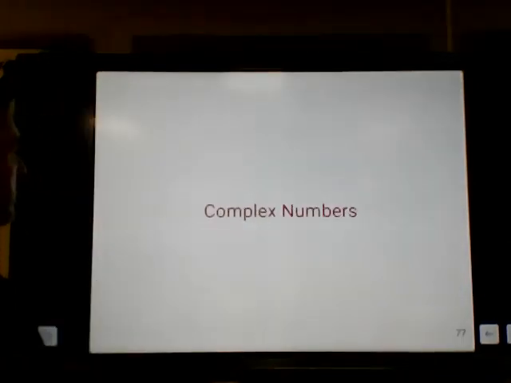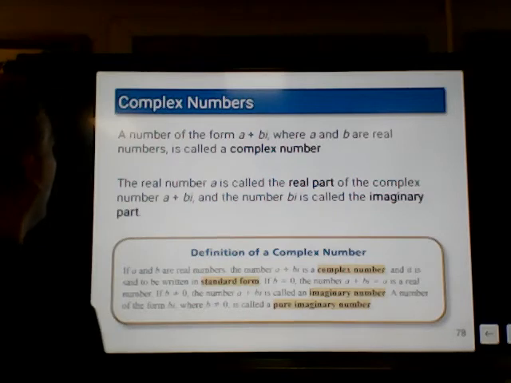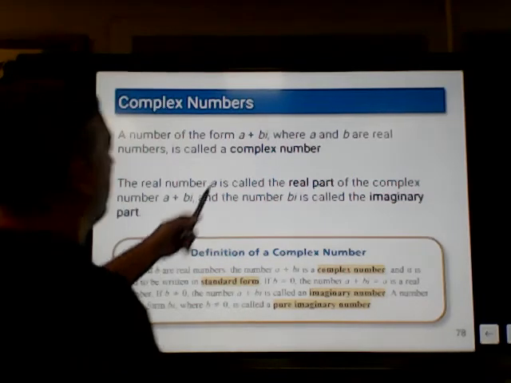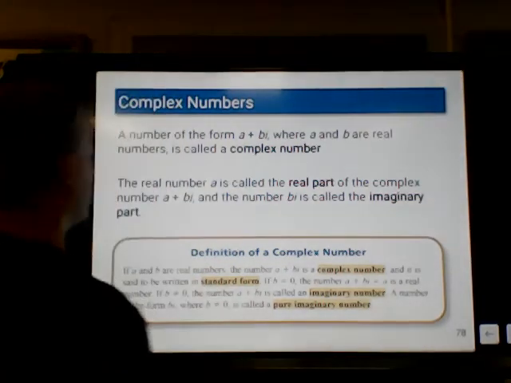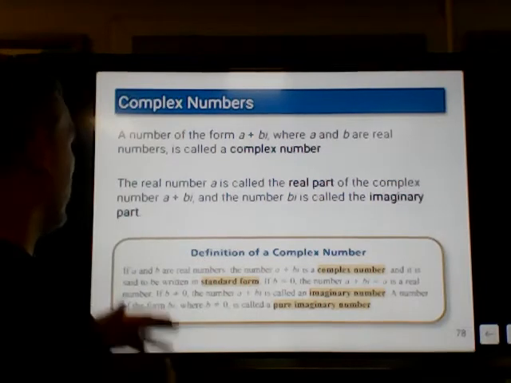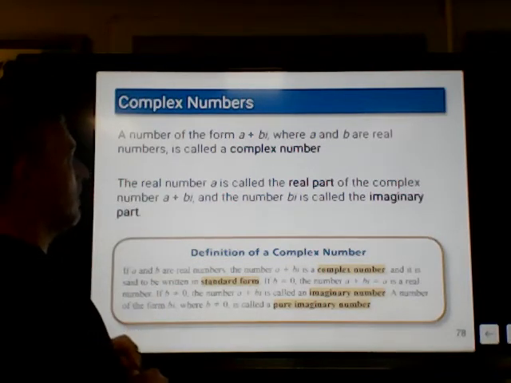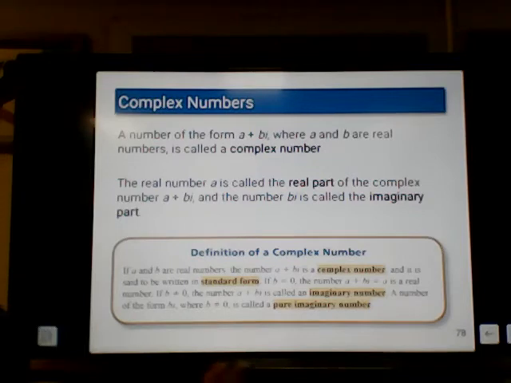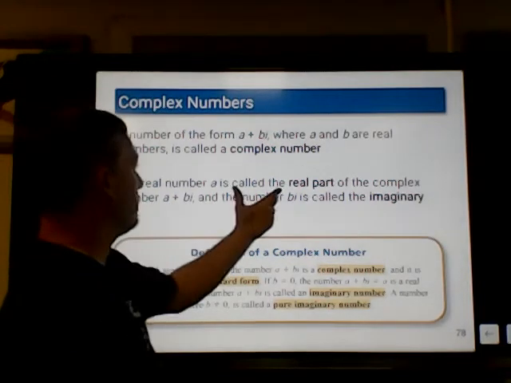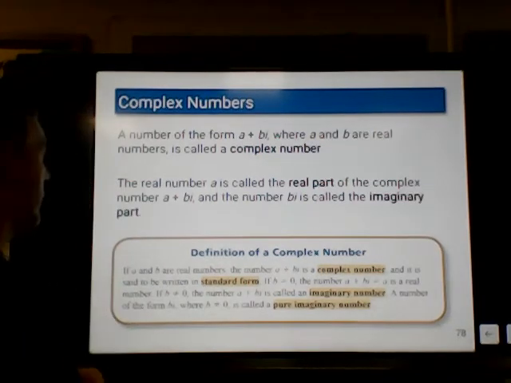Now, this complex numbers part. A number of the form A plus Bi, where A and B are real numbers, is called a complex number. The real number A is called the real part, and Bi is the imaginary part. So you have the real part and the imaginary part that make a complex number. So that's the definition of a complex number.